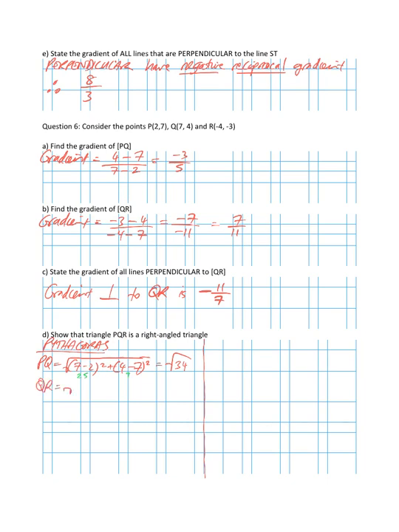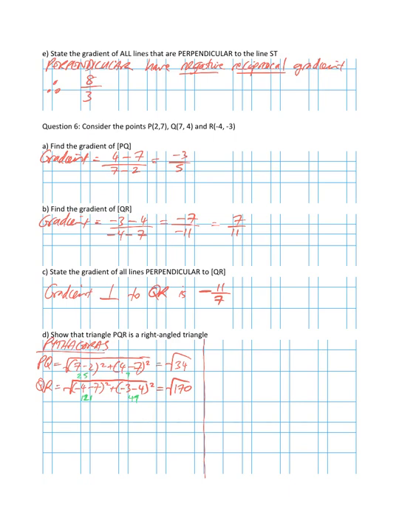QR is the other side of the triangle. Its distance is going to be the square root of negative 4 take 7 squared plus negative 3 take 4 squared. Negative 4 take 7 is going to be 11. Negative 3 take 4 is going to be 7. So 11 squared is going to be 121. And 7 squared is going to be 49. So QR is going to be the square root of 121 plus 49, which is the square root of 170.